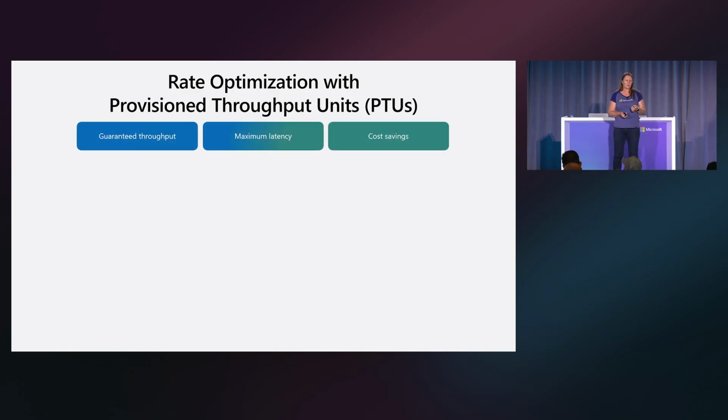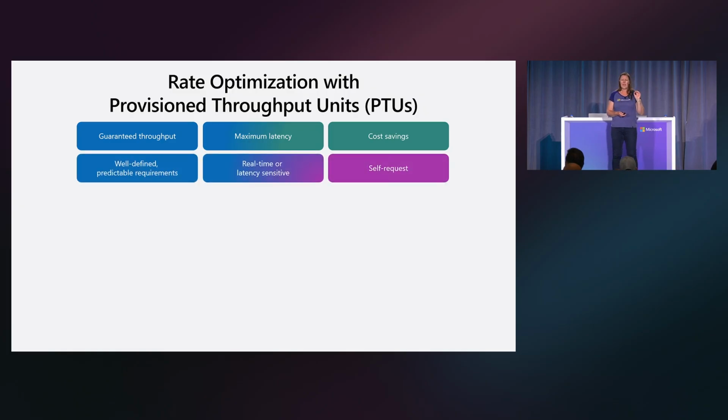And provisioned throughput units are also good because they actually come with a service level agreement for guaranteed throughput and a maximum latency. So if you have mission critical, high performing applications that you need to guarantee performance on, by enrolling in PTUs, you actually get a guarantee on the throughput and the latency of the responses through to those models. They are really good when you have defined, predictable requirements. So you've got a good idea of how many tokens you are processing.